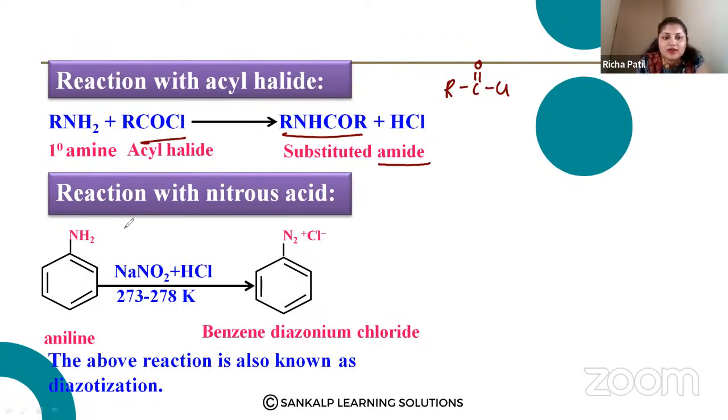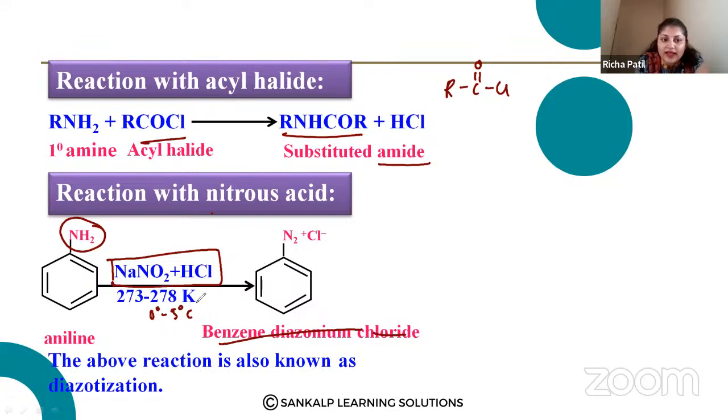So next is reaction with nitrous acid. When you treat aniline in the presence of NaNO2 plus HCl, NaNO2 is sodium nitrite, a solution. The temperature used is 0 to 5 degrees Celsius, which is given in terms of Kelvin. So you yield a benzene diazonium salt, benzene diazonium chloride. So it is C6H5N2Cl.